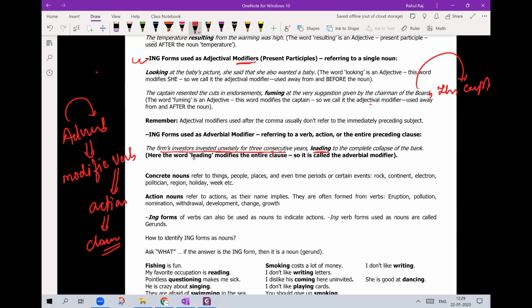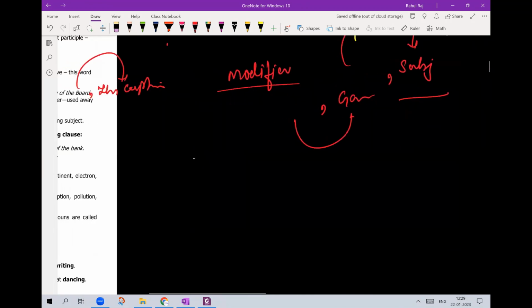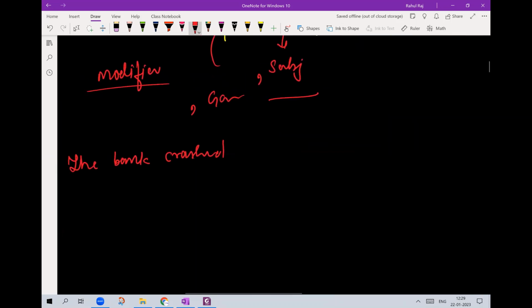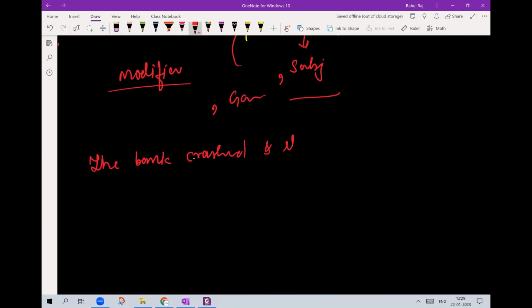What is leading going back to? Anyone? Tell me. The investing. Do you think investing led to the collapse of bank? Or remember one example, I think to few people I must have told you. Imagine a simple example: the bank crashed, and it led a lot of people to lose money.